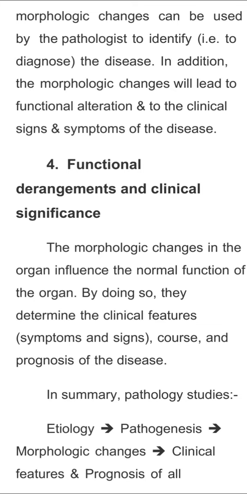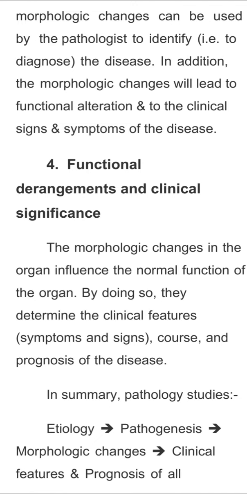Both the gross and the microscopic morphologic changes may be seen only in the disease. They may be specific to the disease. Therefore, such morphologic changes can be used by the pathologist to identify the disease. In addition to the morphologic changes, this will lead to the functional alteration or to the clinical signs and symptoms of the disease. The fourth topic here is the functional derangement and the clinical significance. The morphologic changes in the organ influence the normal function of the organ. By doing so, they determine the clinical features like signs and symptoms, course and the prognosis of the disease.